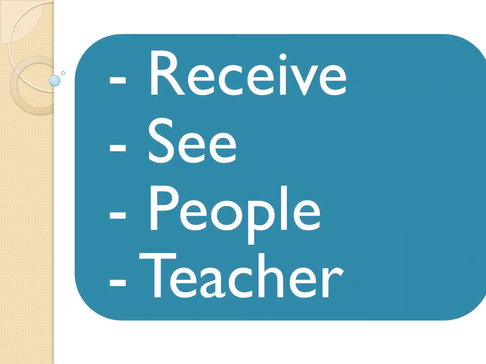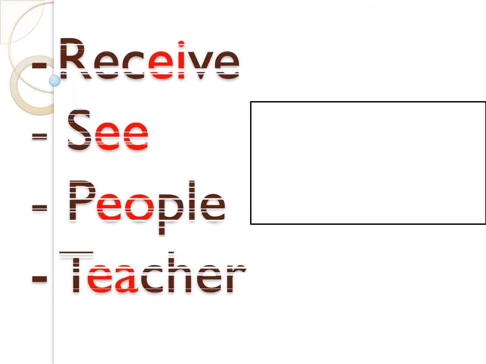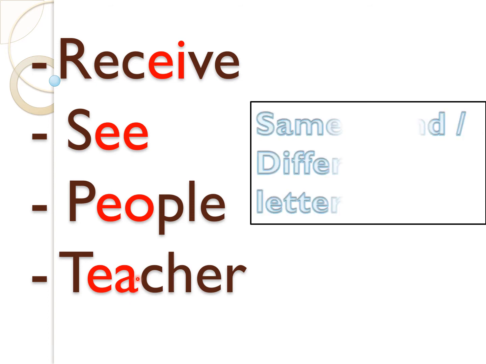Second list of words. Read the words. Receive, see, people, teacher. Now, what do we have here? We have the same sound, which is E, but different letters. Receive, see, people, teacher. Same sound, which is E.